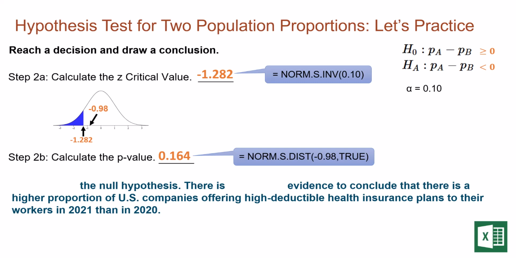So now we're ready to draw our conclusion on the two samples. We do not reject the null hypothesis. There is insufficient evidence to conclude that there is higher proportions of US companies offering high deductible health insurance plans to their workers in 2021 than in 2020.